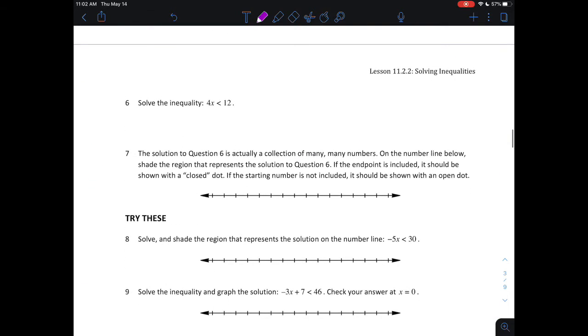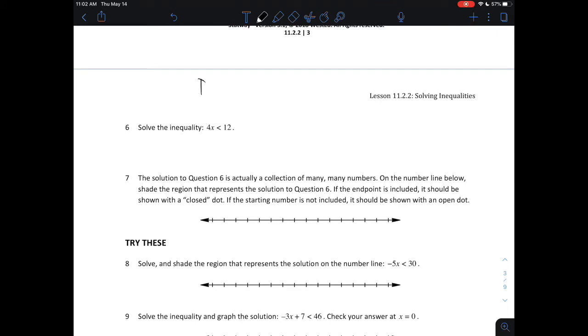So let's see that in number 6. Solve the inequality 4x is less than 12. And what I want us to do is think of an equation. So if we had 4x, instead of less than 12, just equal to 12, what would we have done in the previous section to get x all by itself? You have 4 times x. You have to do the opposite. So what's the opposite of multiplication? It's division. We need to divide by 4. So that's what we would do.